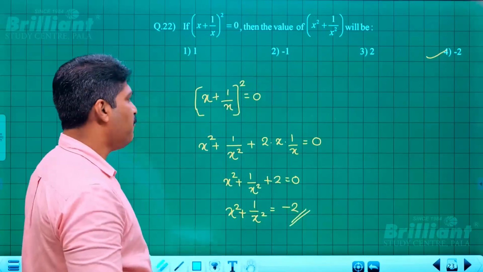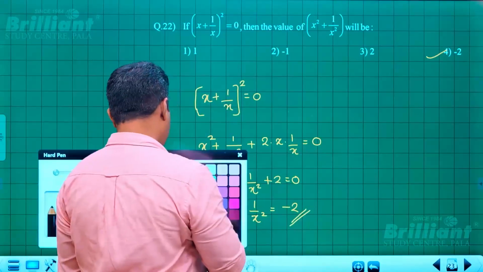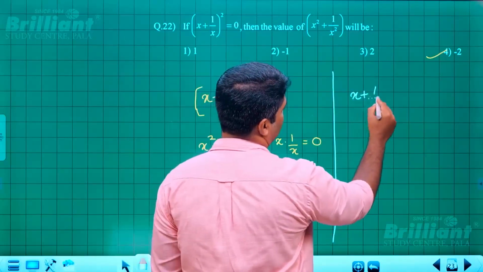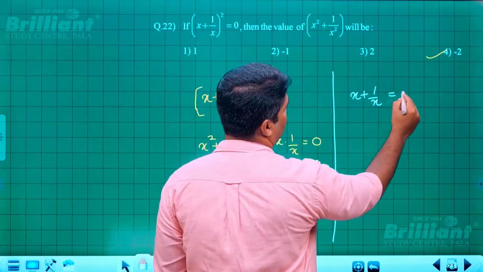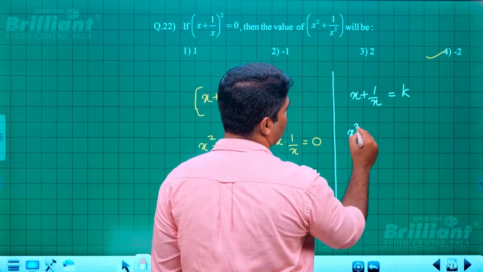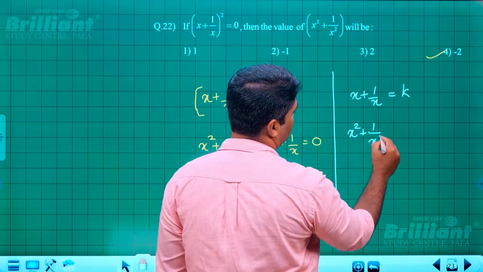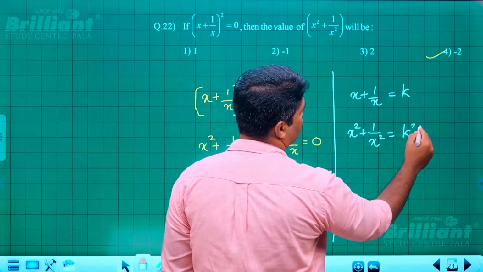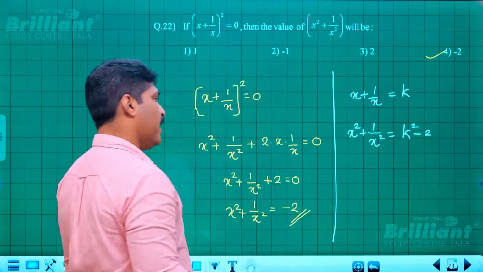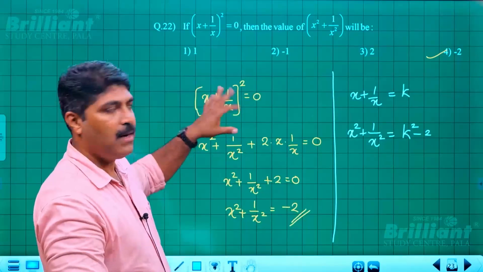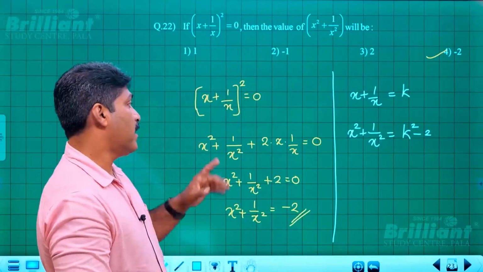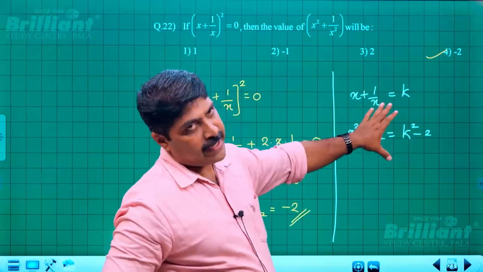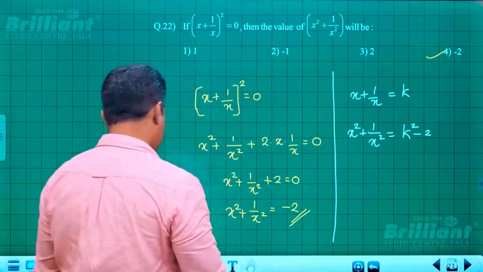So for these types of questions, you have to keep one important result in your mind whenever we have such a situation. If x plus 1 by x equals k, then x square plus 1 by x square is always equal to k square minus 2. So here we have (x plus 1 by x) the whole square, so that is k square minus 2 directly. Here k is 0. So this is a useful result in the area of algebra for most of the questions.